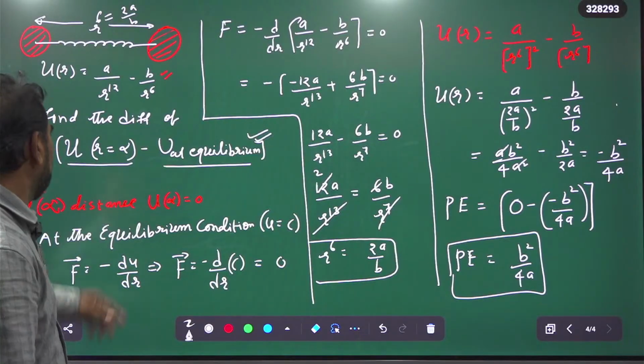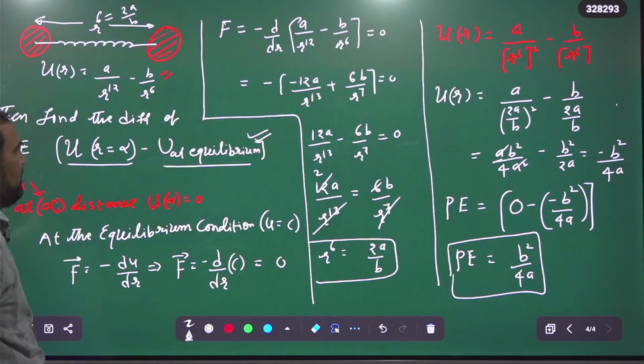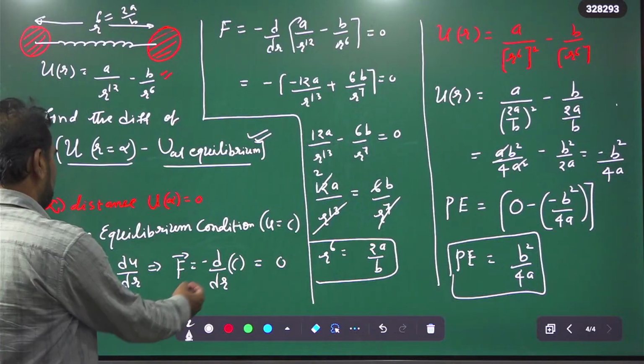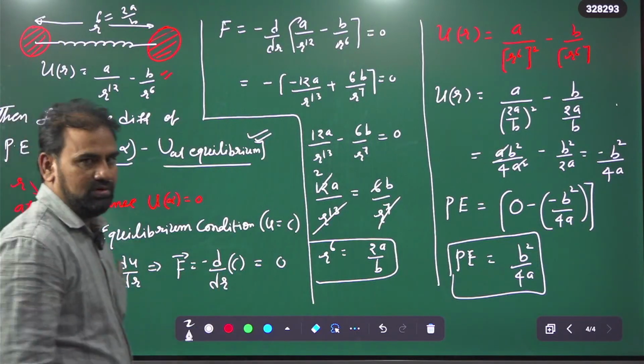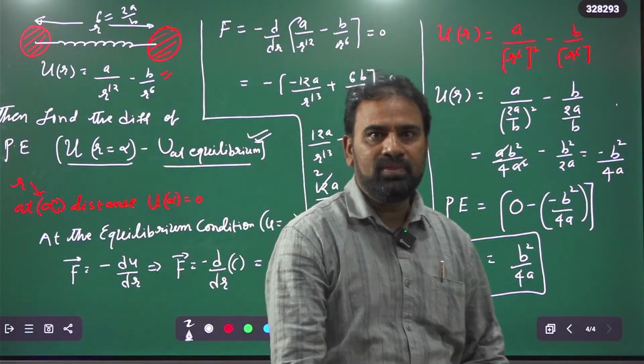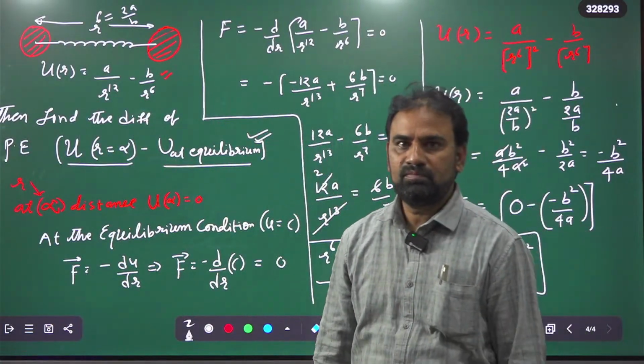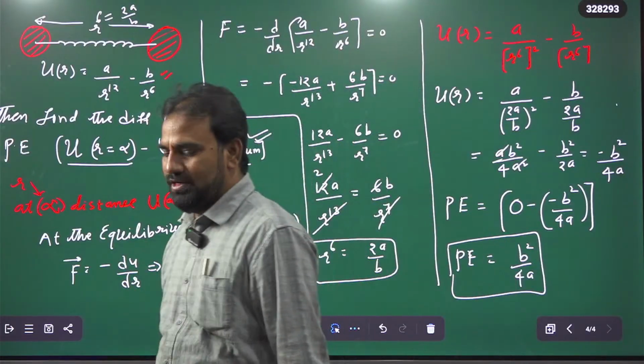Both are problems. The condition was important. What was given in this? Then these two conditions are set: the force is equal to 0 at infinity, U is equal to 0. Okay. Is it clear?